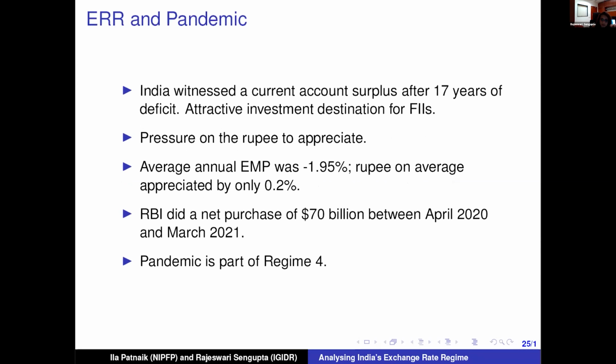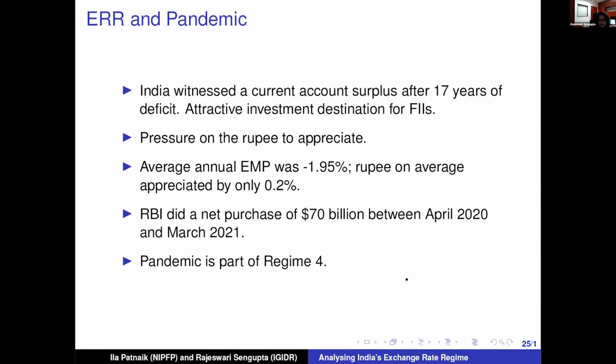So, given this combination of big pressure on the rupee to appreciate, on average, we find the EMP in the last one year from April 2020 onwards was close to minus 2%. However, the average appreciation of the rupee was only 0.2%. So the exchange rate actually appreciated by very little compared to what the pressure was.